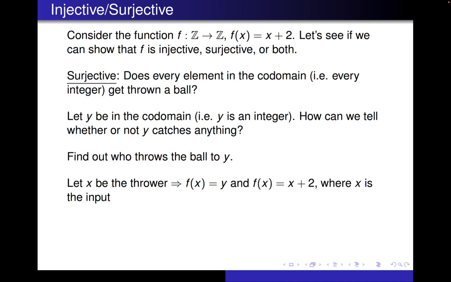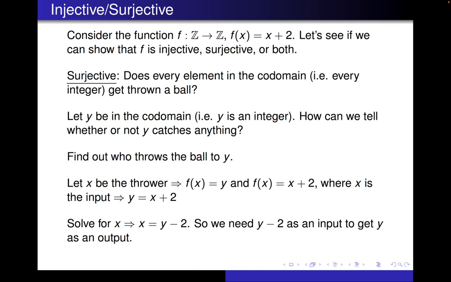Well, if I had such an x, remember f of x is x plus 2, where x is the input. If I put those two together, that means y has to equal x plus 2. Now remember, my goal is to find out who's throwing the ball to y, so I'm looking for x. I want to solve for x in that equation. I get x equals y minus 2. So my guess, I haven't proven anything yet, right? Right now I'm just trying to figure out who the thrower is so I can test whether they actually throw the ball to y. My guess is that the thrower is going to be y minus 2, because that's what happened when I solved for x.